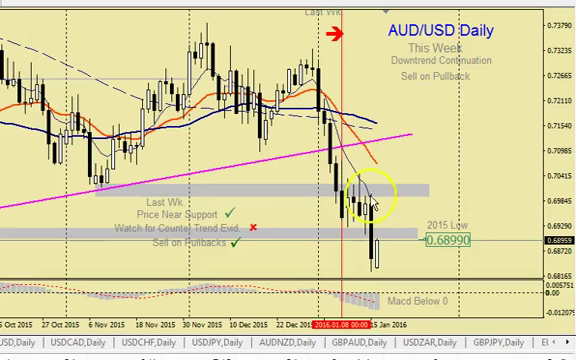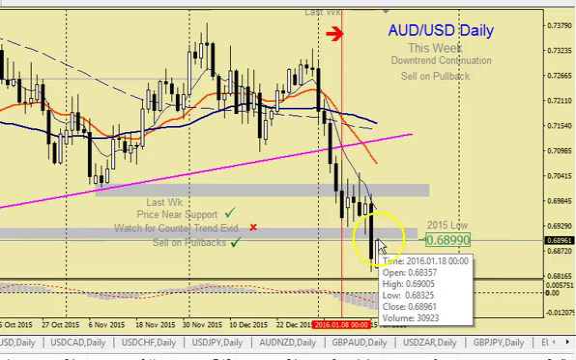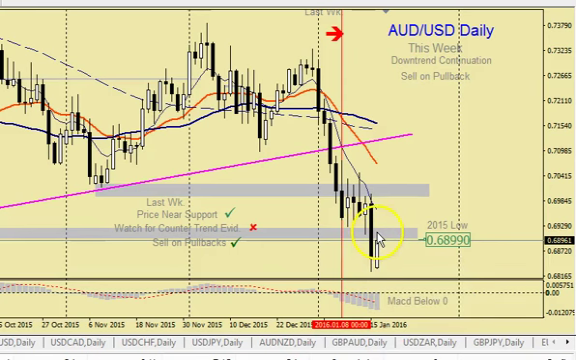This week I see a downtrend continuation. However, sell on pullback, and that's really important. It's pulling back to where I expect, and we're even looking for a slightly bigger pullback, maybe up to this area right here, just above the 215 low.